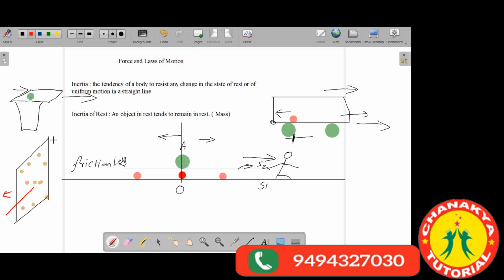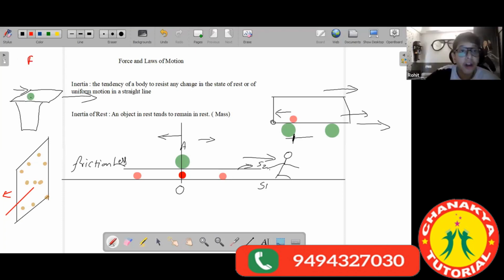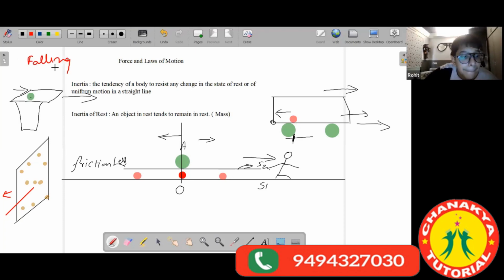So here, everyone has understood about the beating of the blanket. What about the falling of fruits during a storm? Can anyone explain the falling of fruits during a storm?